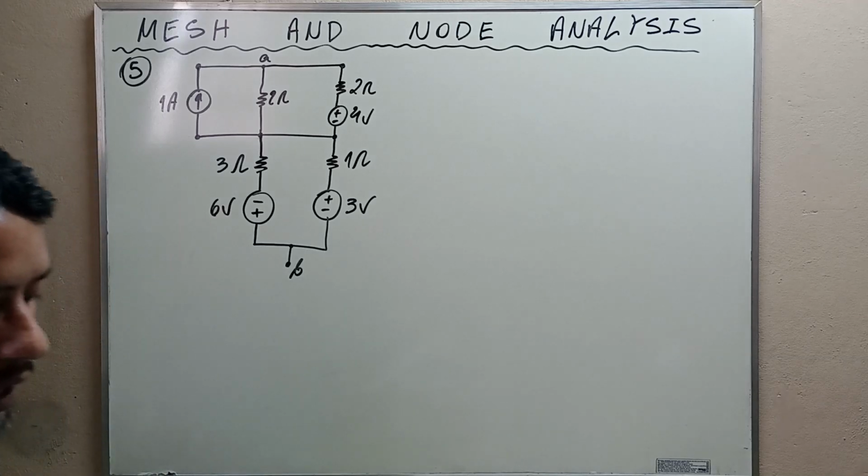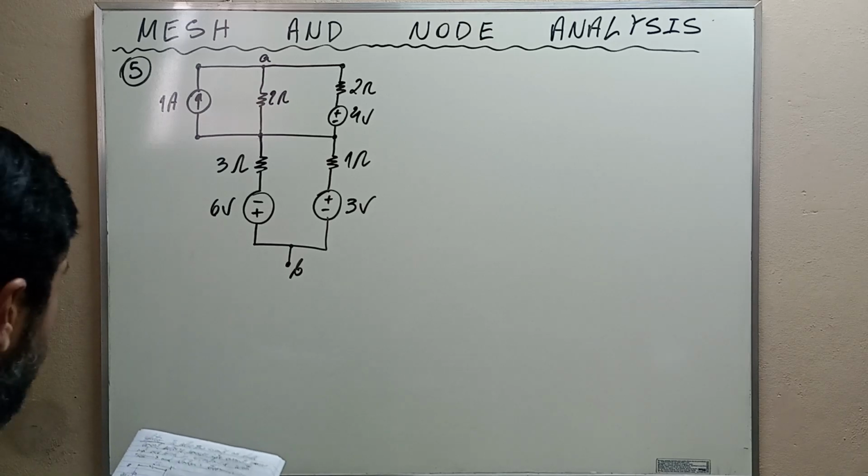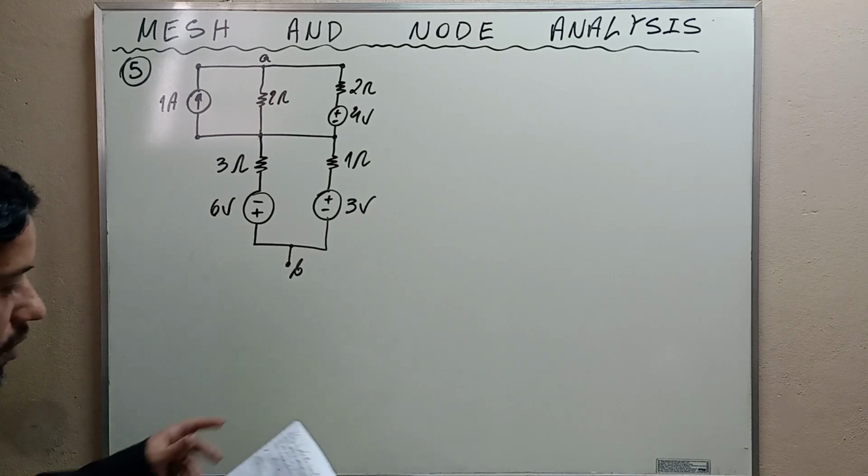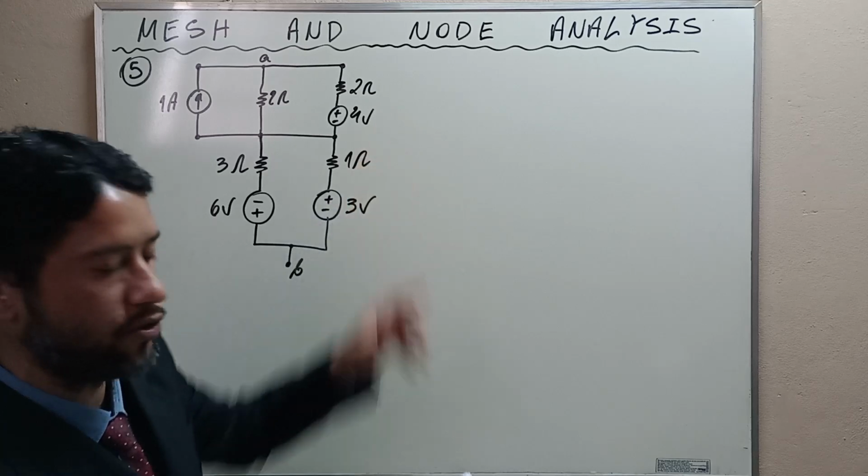Exercise number 5. Simplify the network between terminals A and B into a circuit with only one source and only one resistance. Okay, my friends, this is exercise number 5. Let's go to the solution. To solve this circuit, we shall convert voltage sources into current sources and vice versa, in accordance with Thevenin's and Norton's theorem. Okay, my friends, firstly, we are going to convert this voltage source into a current source.